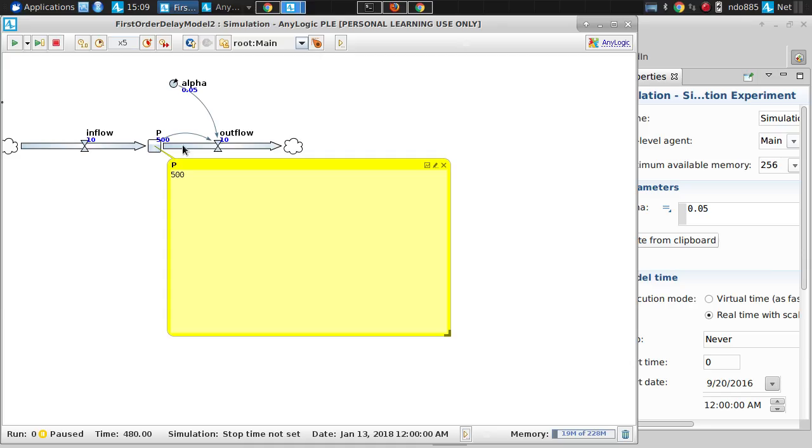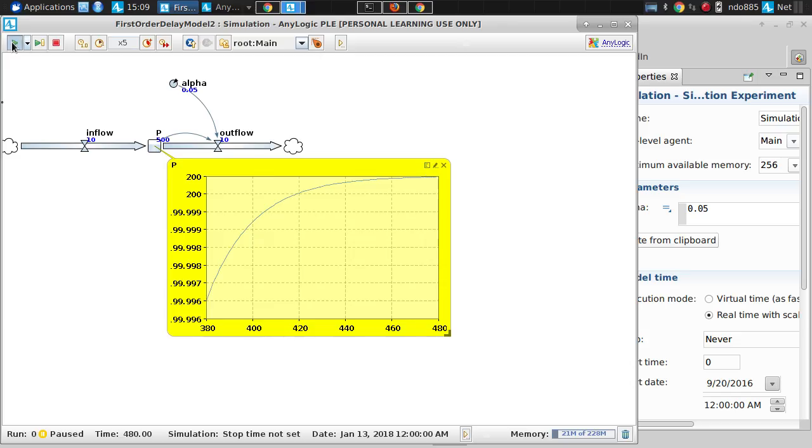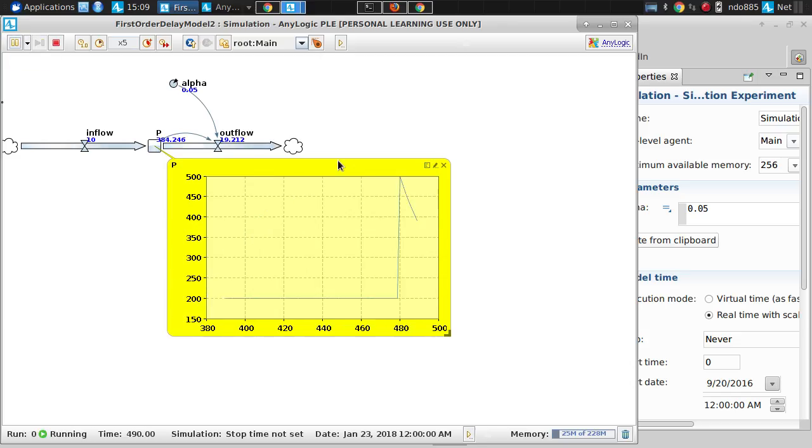At 500, what's going to be the case? Your outflow is going to be greater than your inflow. Not only greater, it's going to be much greater, right? What's the rate of outflow going to be? 25 compared to 10 coming in. So what is that going to lead to? The stock to drop suddenly, right?